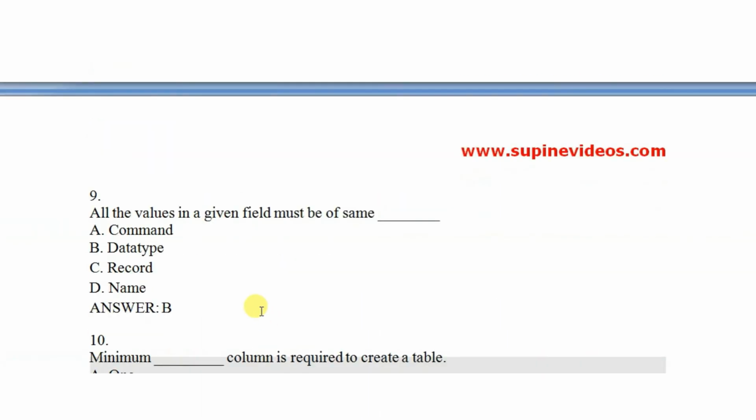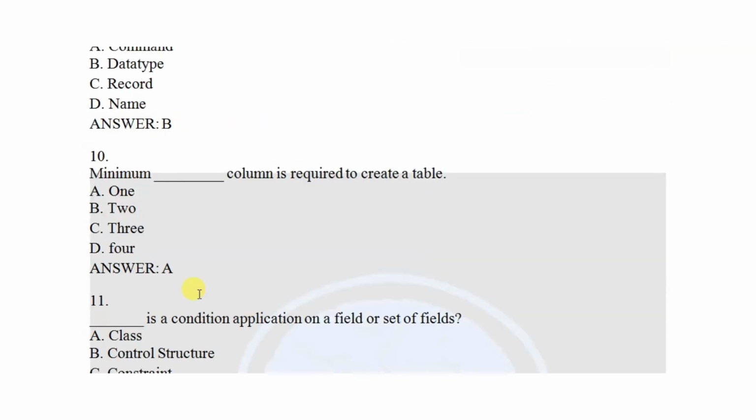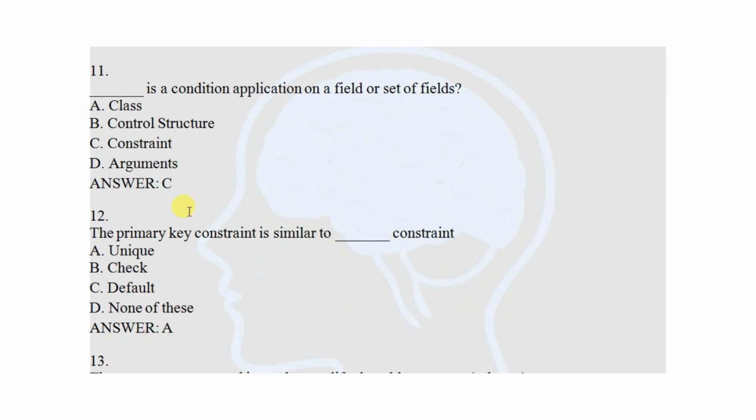Question number 9. All the values in a given field must be of same dash. Your answer is option B. Database. So, all the values in a given field must be of same data type. Question number 10. Minimum dash column is required to create a table. Your answer is option A. 1. So, minimum 1 column is required to create a table. Question number 11. Dash is a condition application on a field or set of fields. Your answer is option C. Constraint. So, constraints is a condition application on a field or set of fields.